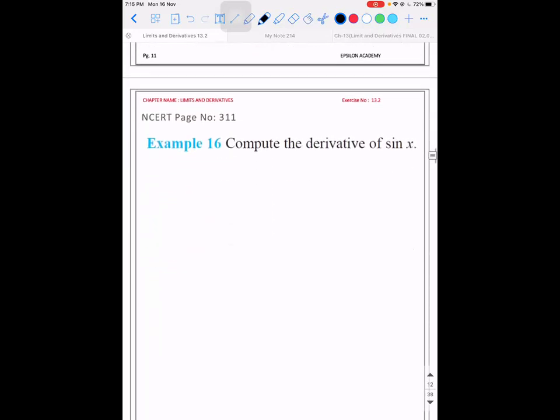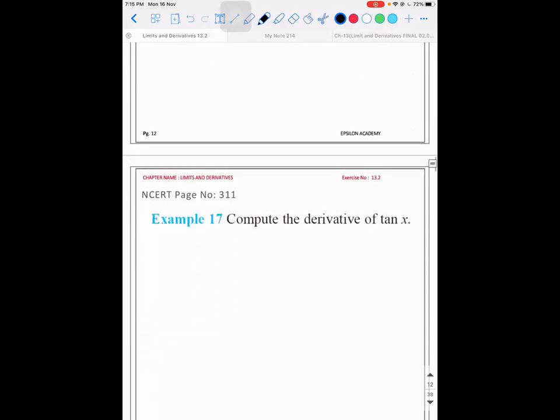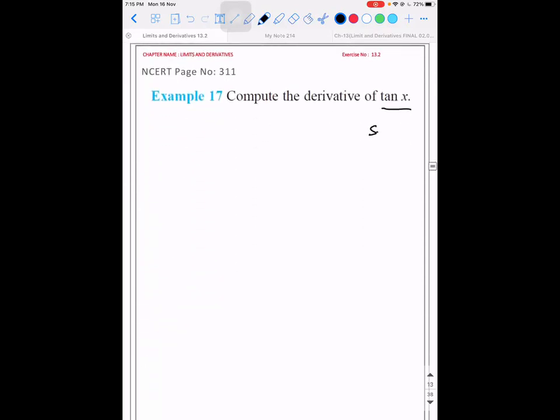Okay. Compute the derivative of sin x. That's cos x. I know. Cos x. Yeah. Derivative of tan x. Secant square x. Yeah. So this depends on the rule. If they ask using the first principle, use that method and solve.